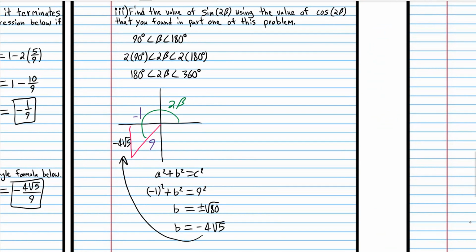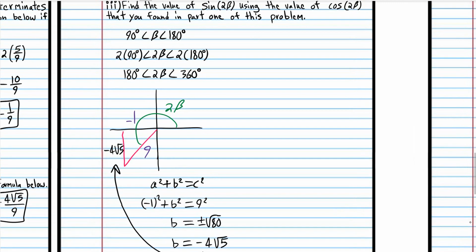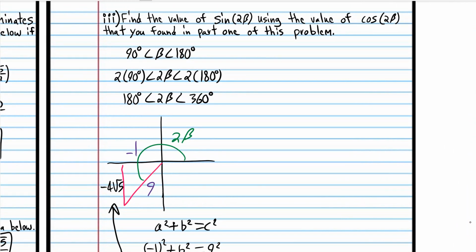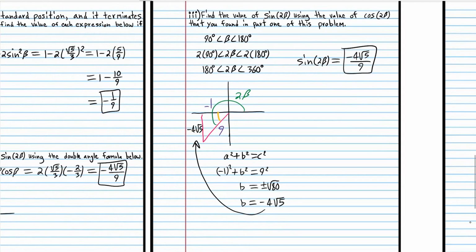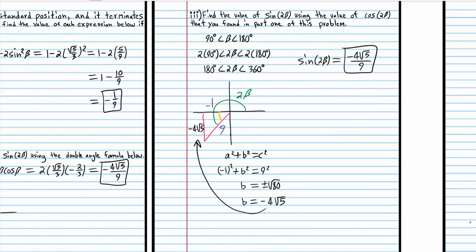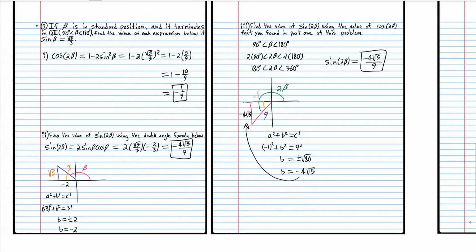And now that we have all this information, we can easily find sine 2 beta. We're not going to use the double angle formula. We did that in the previous problem. We're just going to look at this triangle. Sine 2 beta is equal to the opposite side of the yellow reference angle divided by the hypotenuse. So you can see we got the same value that we did in the previous problem. We just used a different route. So if you got that answer, excellent.